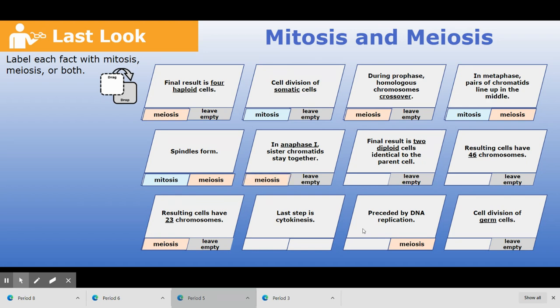The final result is 2 diploid cells identical to the parent. Well, we know that's mitosis. If it's resulting in cells having 46 chromosomes, that's the same as all our body cells, so that's mitosis. Resulting cells have 23 chromosomes. They've already done that one for us. That's meiosis. The last step is cytokinesis. That occurs in both processes. It's preceded, which means something comes before, by DNA replication. It does occur in meiosis and in mitosis. And cell division of germ cells, those are going to be divided through meiosis.